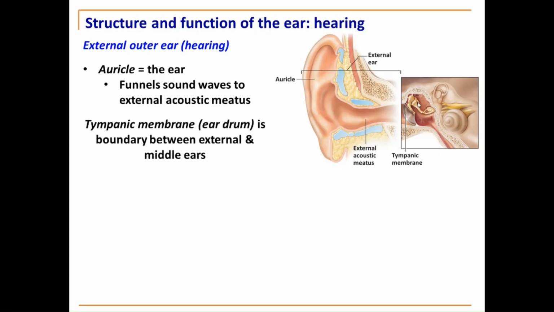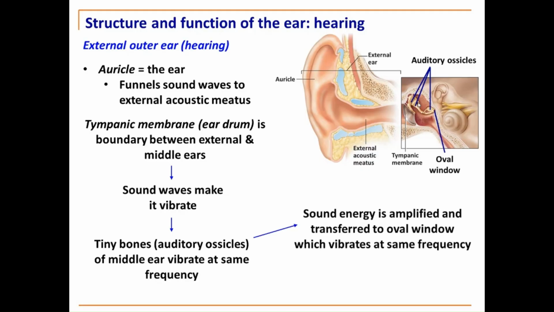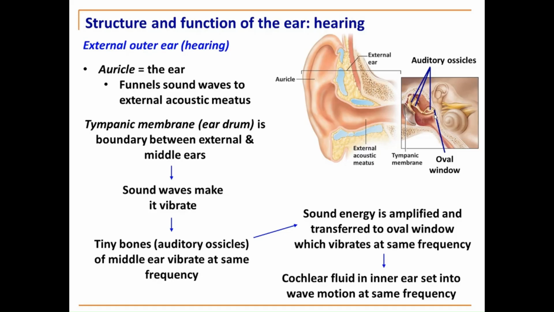You've then got that tympanic membrane, that's also called your eardrum, and that's, as I've said, the boundary between the external and the middle ears. And the middle ear is an air-filled cavity. And the sound waves that are coming in through the external acoustic meatus make the tympanic membrane vibrate. And then those tiny little auditory ossicles, those tiny little bones of the middle ear, vibrate at the same frequency. And that sound energy is amplified and transferred to the oval window, which is just there in the image, and that vibrates at the same frequency. And that then goes on to cause the cochlear fluid in the inner ear to get set into a wave motion at that same frequency.